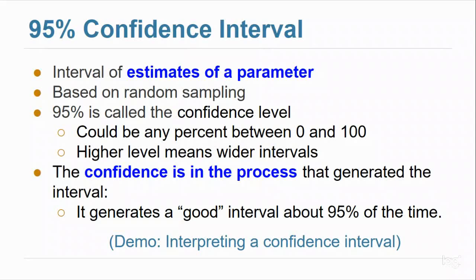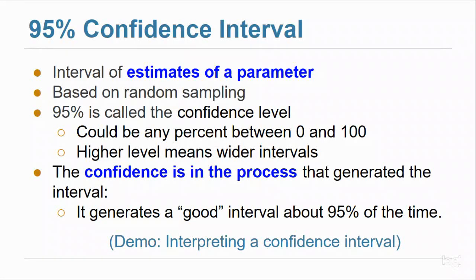95 could be replaced by any percent between 0 and 100. A higher level means wider intervals, because we need to be more confident, we need to have a bigger interval that has a higher possibility of containing the parameter value.